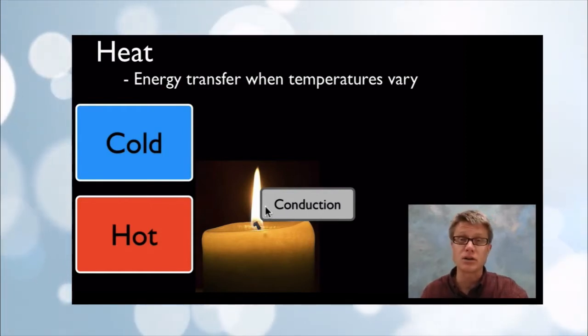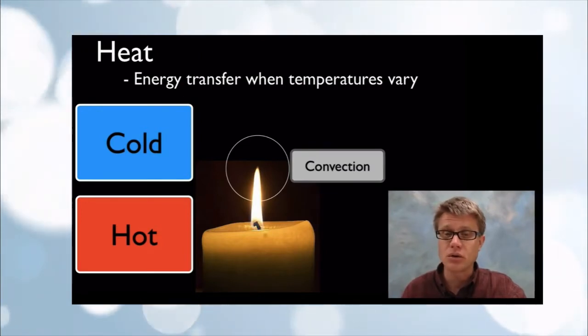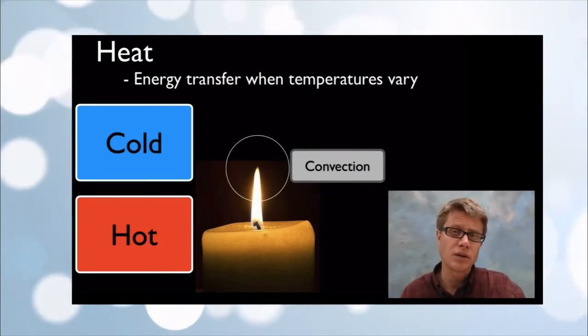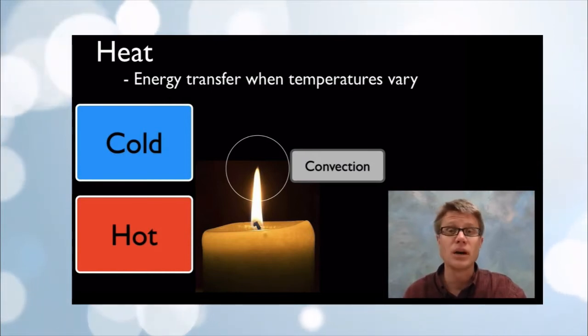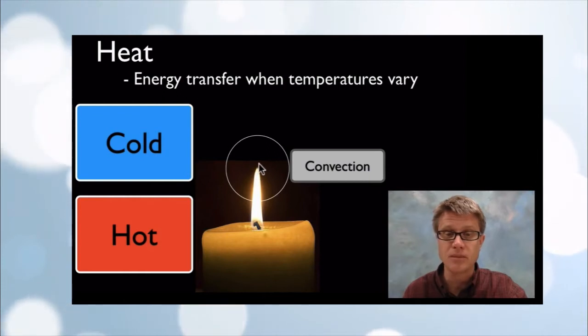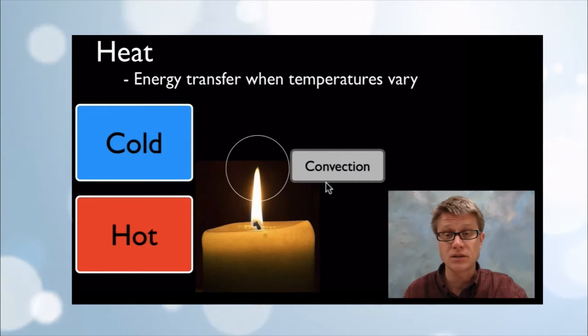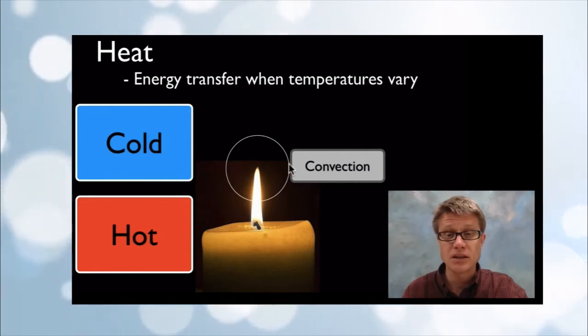So if you touch a burner on a stove, that would be conduction. What about convection? Convection is when the heat is transferred through a fluid or through another medium. In this case, if the flame is right here, there's air between the flame and our testing device right here, and so some of that heat is going to be transferred.